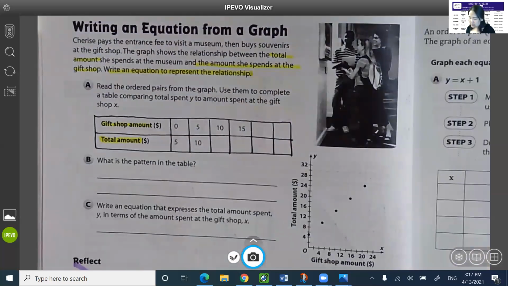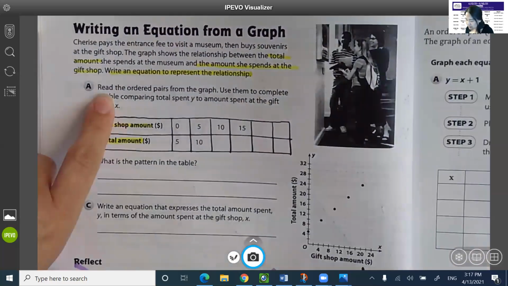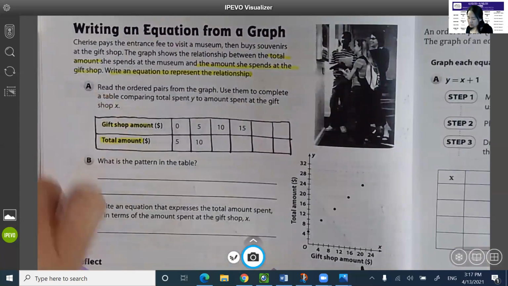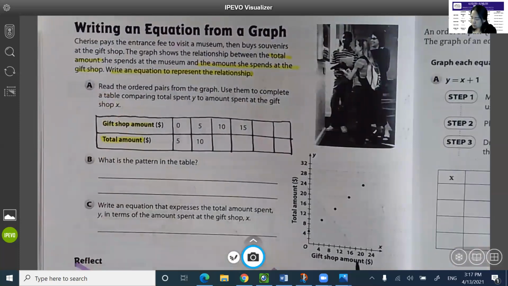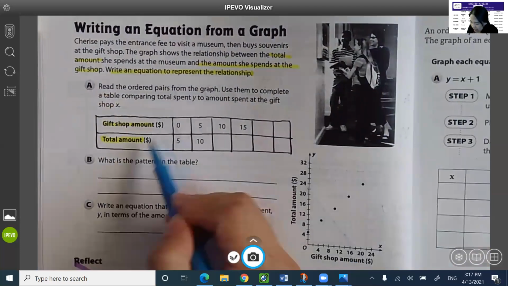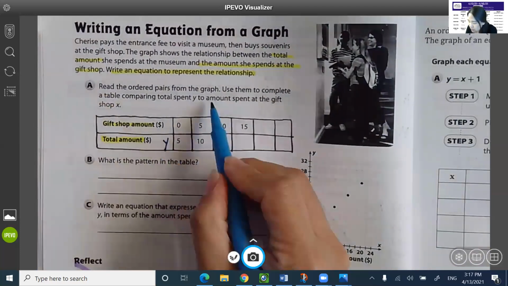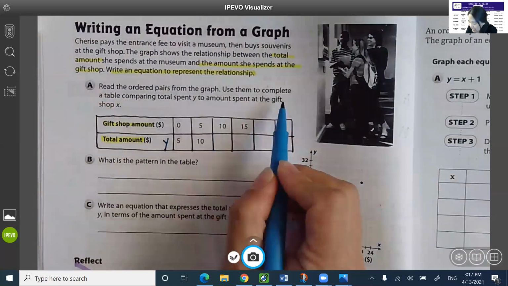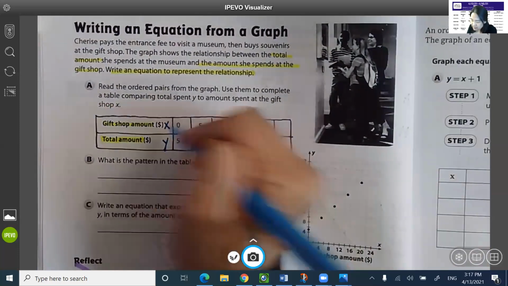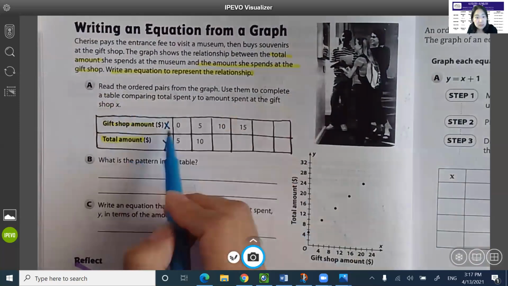Let's just take a look here. It says, read the ordered pairs from the graph. Use them to complete a table comparing total spent, which is Y, to amount spent at the gift shop, X. So they're telling you right here that this is X and this is Y.